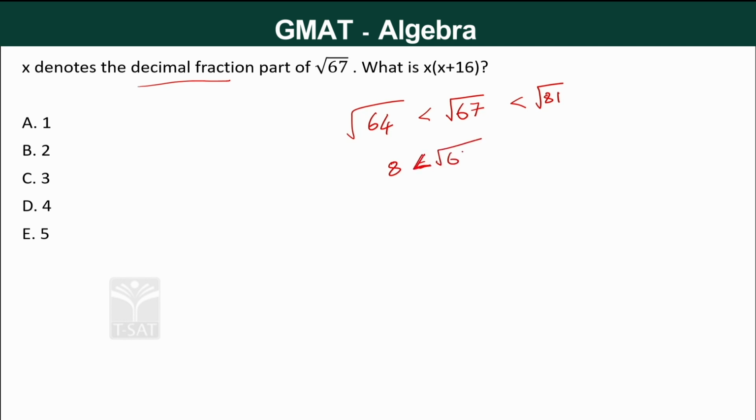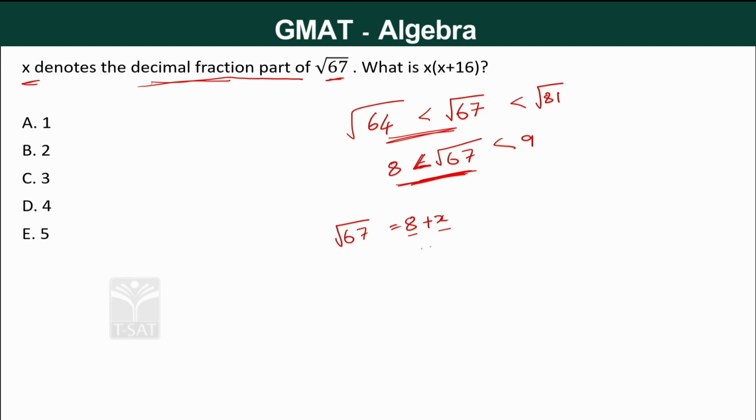Sorry, it will lie between 8 and 9, root of 67. So what can we represent this as? We can represent root 67 as 8 plus the decimal part, that is x. It is given that x denotes the decimal part of root 67. So 8 plus something. Root 67 is greater than root 64, that is greater than 8. So it will have 8 as its integral part and x as its decimal part.